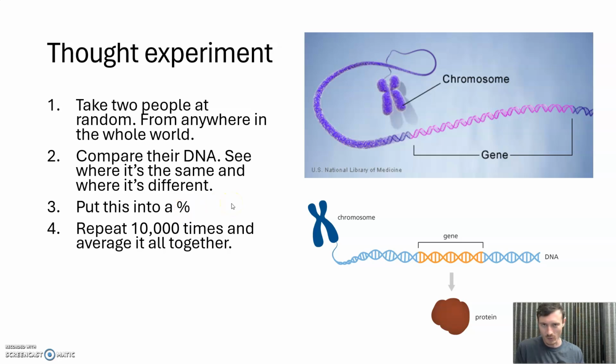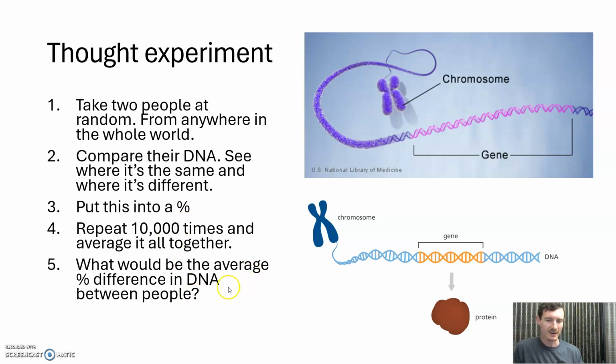Now, you don't just do this once, right? You repeat this 10,000 different times, taking two people at random, comparing their DNA. Take two people at random, compare them. And the question is, about what percentage difference would you expect? If you average it all together, on average, any two human beings from anywhere in the entire world are going to be what percent different from each other in terms of DNA?